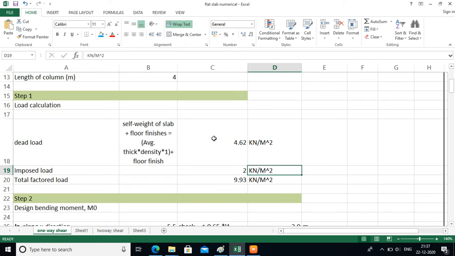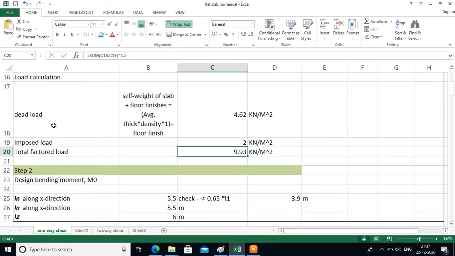So from this we are going to calculate the total load. The total factored load is the addition of dead load plus imposed load, multiplied by 1.5, meaning the factor of safety we are going to apply over here, that is 1.5, and this will give us the factored load. So the total factored load for our case is 9.93 kilonewton per meter square. So this is step 1, that is load calculation.